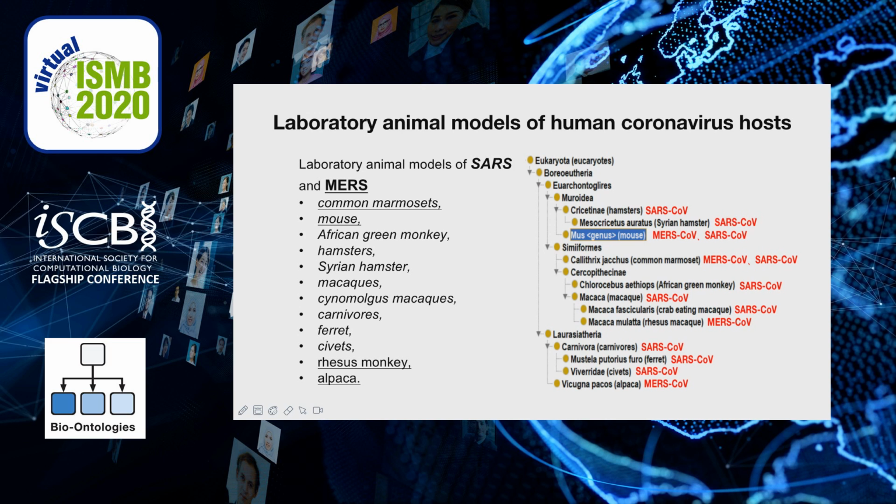Unlike SARS-CoV, which can infect many small animals, MERS-CoV can't achieve infection because the receptor binding domain of the viral spike protein, DPP4, in MERS-CoV has glycosylation sites that block viral recognition. So rhesus macaques and marmosets are currently the best MERS animal models.